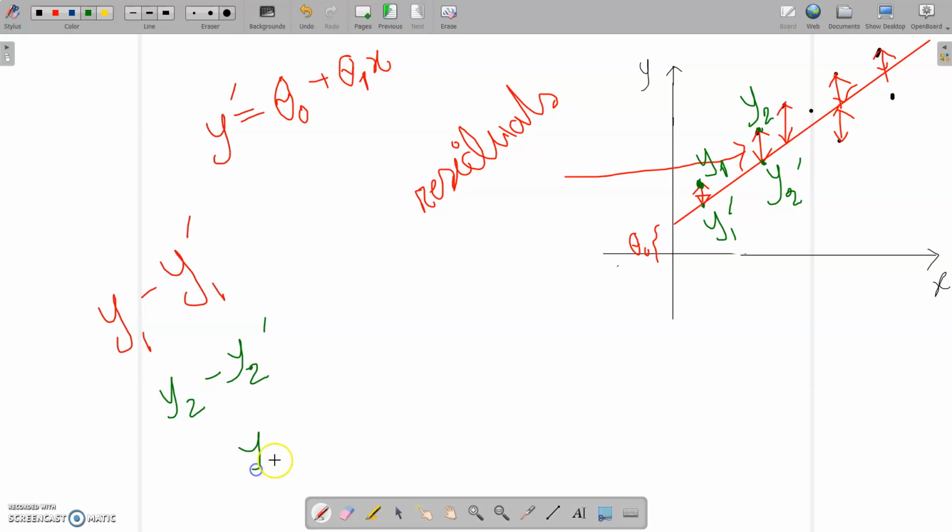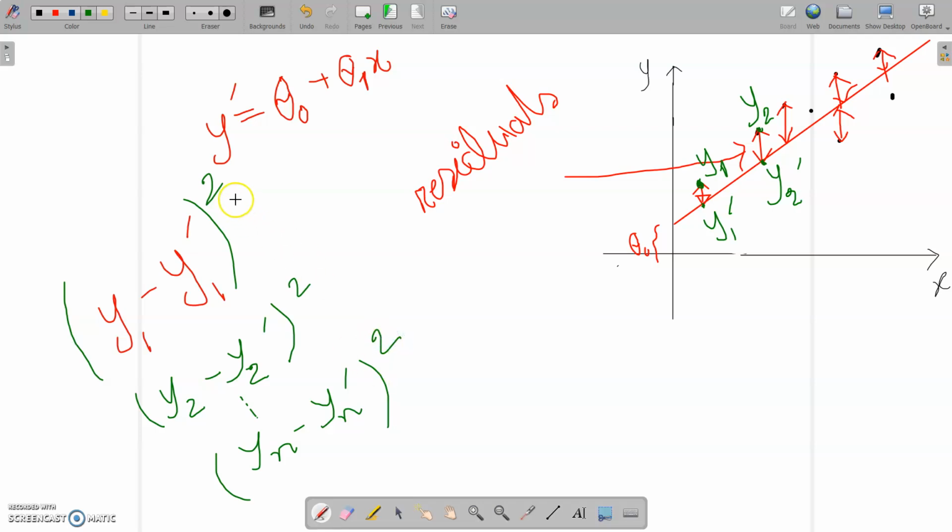If you go on and on, you will find yn minus yn prime for all the values. For all the values, you calculate the error this way. Okay, so this is the error. So what we do in least square regression, we square these values, we square the error, we square the residuals, all the individual residuals. Then we sum them all together, from top to bottom.